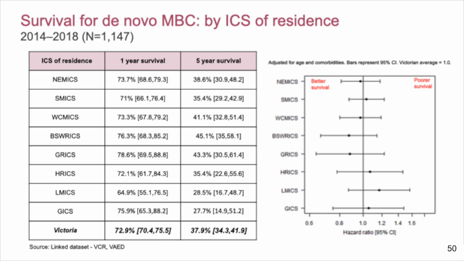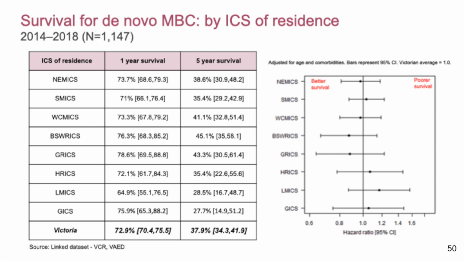Generally, survival for these de novo metastatic patients does not vary greatly across the regions. You can see there we've got, on average, 70% of patients alive at 1 year, and that falls to under 40% at 5 years. Again, I'll just highlight this is based on de novo metastatic patients, so a small subset of metastatic disease.